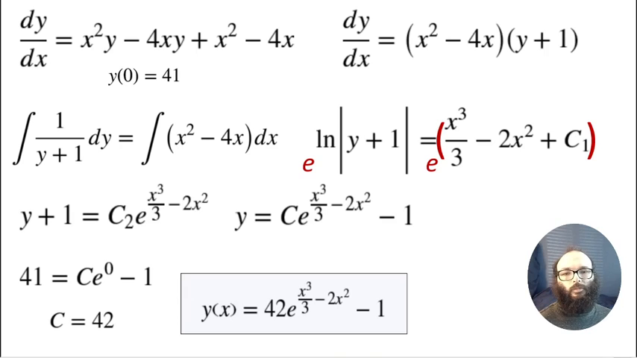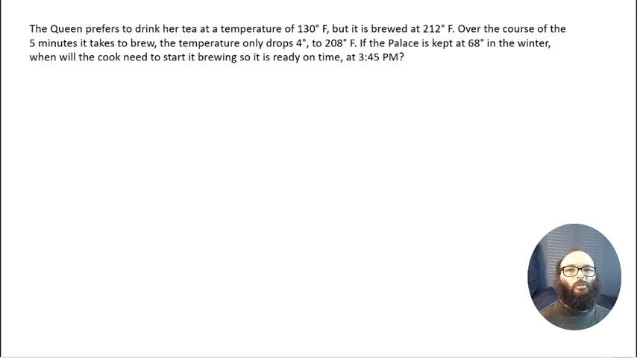And now, for my second problem, for my application problem, I've picked this. I've got here a little story. It tells us that the queen prefers to drink her tea at a temperature of 130 degrees Fahrenheit, but that it is brewed at a temperature of 212 degrees. Over the course of 5 minutes, the 5 minutes that it takes to brew, the temperature will only drop 4 degrees to 208 degrees Fahrenheit. If the palace is kept at 68 degrees in the winter, when will the cook need to start the tea brewing so it is ready on time at 3:45 p.m.?